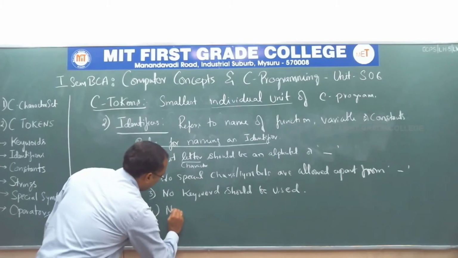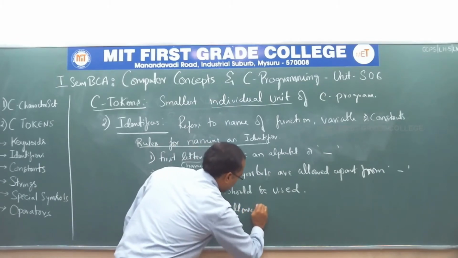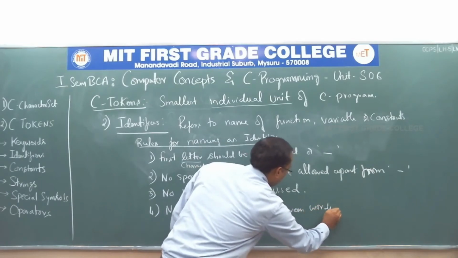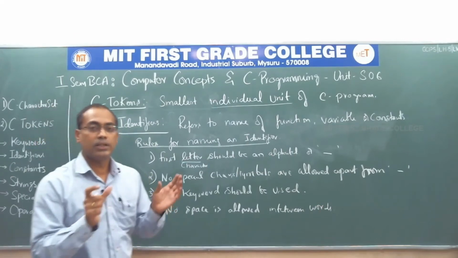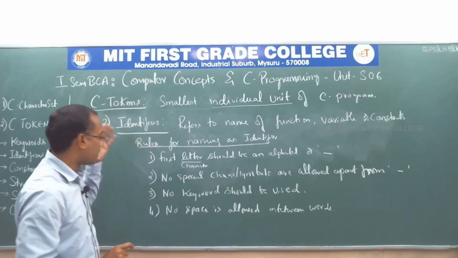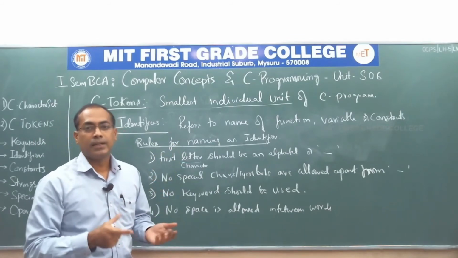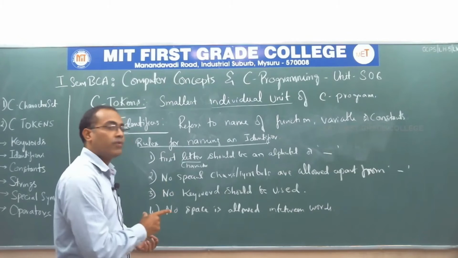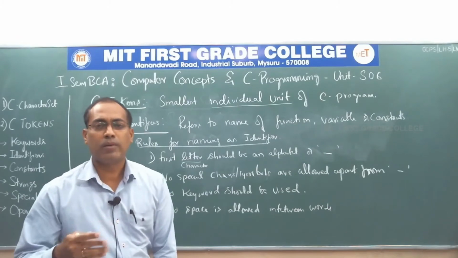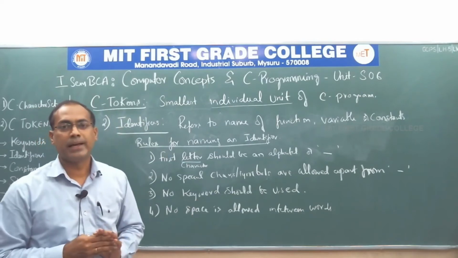The next rule is no space is allowed in between words. When you are naming, there should not be a space between two words. You should avoid such things. And there is another rule, which is the limit to the length of the characters. Generally, what we programmers follow is a maximum of 8 characters. That is another kind of restriction we follow. So these are the rules for naming an identifier.